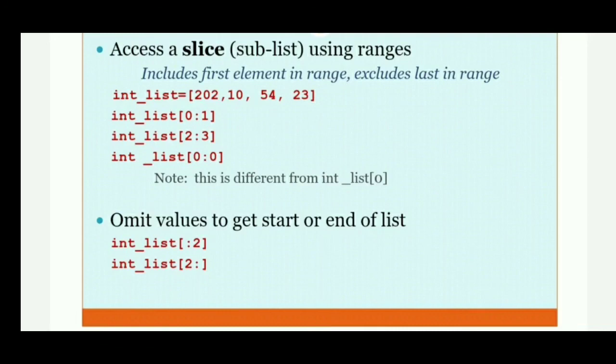Now omit values to get the start or end of the list. Here :2 indicates we want elements from index 0 to 2. In the second one, we want elements from index number 2 onwards. We haven't provided an end value for the index, that's why it will take all elements present after index number 2.